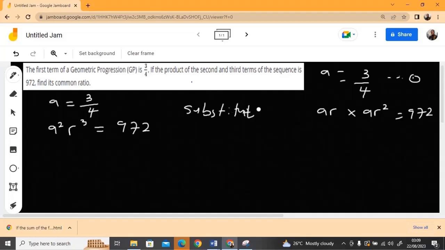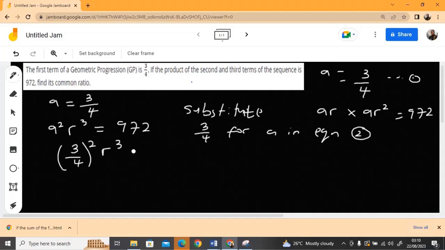That's another way of doing it. If you don't want to divide it, substitute 3 over 4 for A in equation 2. So I will have 3 over 4. You know it is squared, so you have to put squared also. Times R cubed equals 972. So what I will have now is 3 squared, that is 9, and 4 squared is 4 times 4, that is 16. Then this R cubed will be at the top. Just know that.